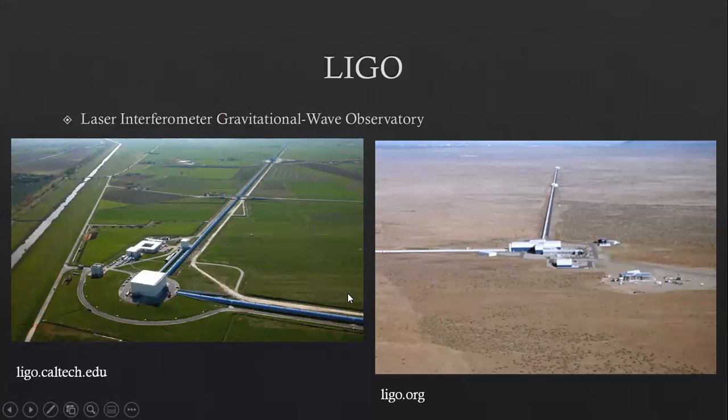In order to detect those tiny distortions, we need an extremely sophisticated device such as LIGO. The full name of LIGO is Laser Interferometer Gravitational Wave Observatory. So let's see now how LIGO works.